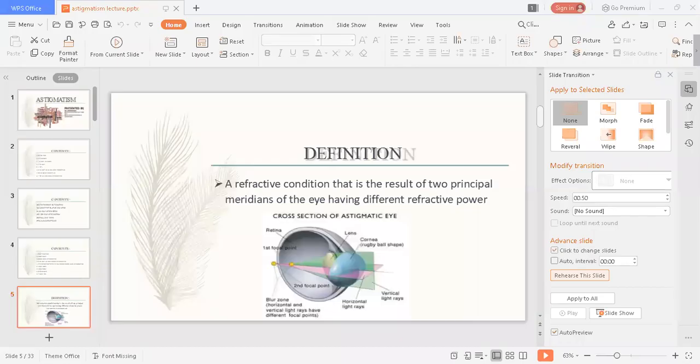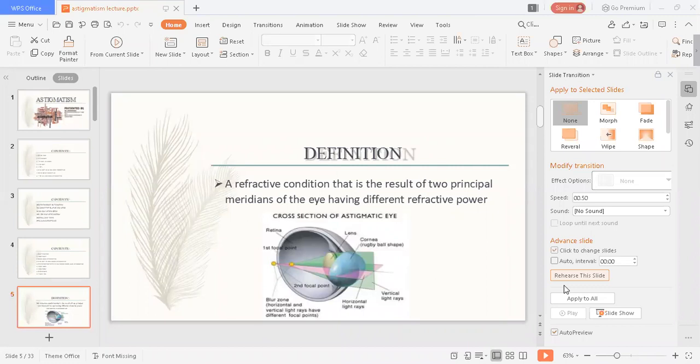So let us start discussing astigmatism. Before this lecture, I have already uploaded the lectures on presbyopia, myopia, and hypermetropia. So now we'll discuss the remaining refractive error, that is called astigmatism. So friends, what is astigmatism?